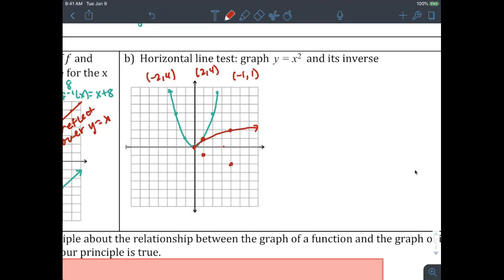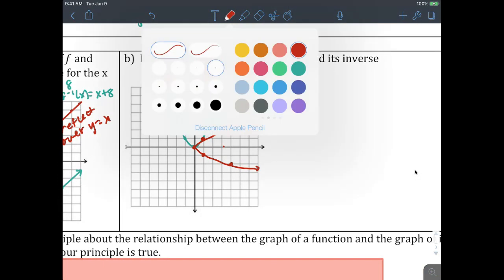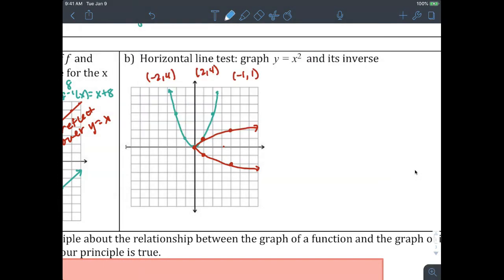And my graph goes something like this. And what do we notice? Well, the graph is symmetrical over the line y equals x. Okay, so it's reflected over the line y equals x. If I fold the paper right there, the one function will map onto the other.